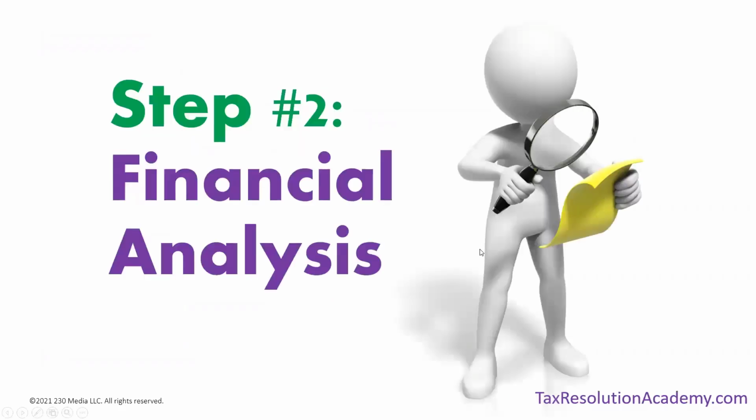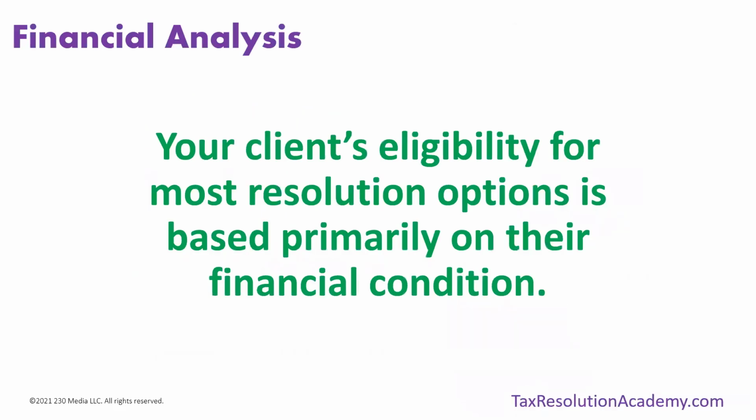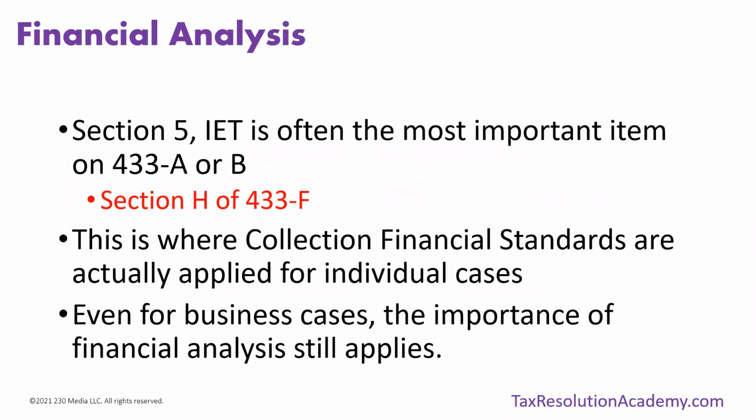The next thing that you need to do for every client, every time, zero exceptions, is the financial analysis. Your client's eligibility for about 90% of available resolution options is based on their financial condition. If you've never looked at a Form 433A, you're about to. On this, the Section 5, called the Income and Expense Table, is often the single most important item in the financial package for an individual debtor.